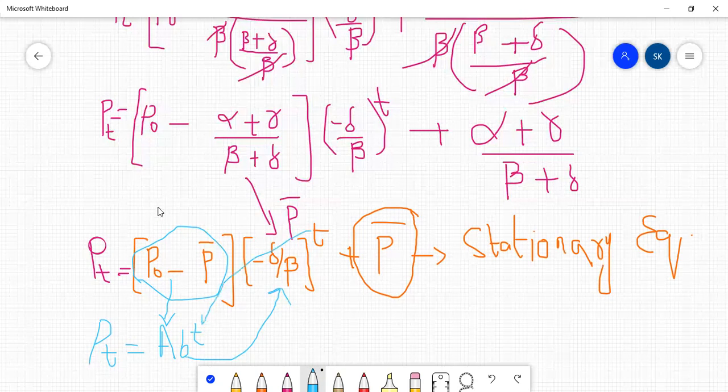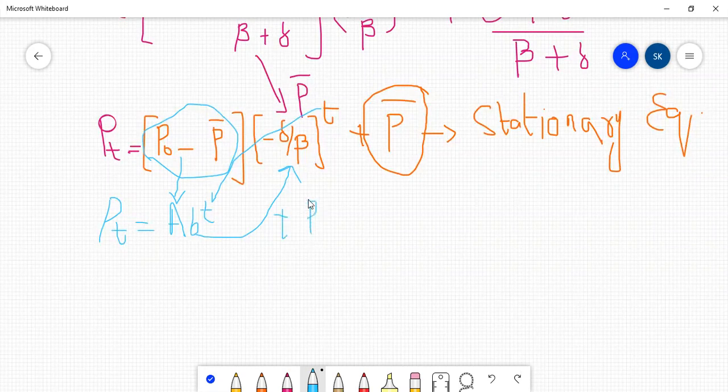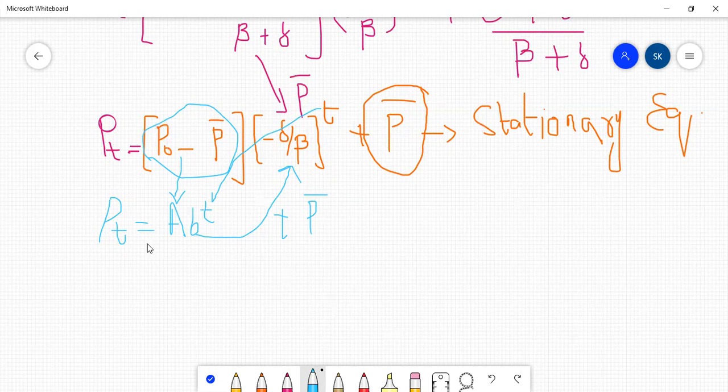So it can also be written as PT is equal to AB raised to power T. If we are writing it in this form, it means that A is P naught minus P bar and B is minus sigma upon beta. Clear? We can also write it like this. So P naught minus P bar corresponds to constant A in terms of AB raised to power T, and its sign will indicate whether the time path will commence above or below the equilibrium, and its magnitude will decide how far above or below it lies.